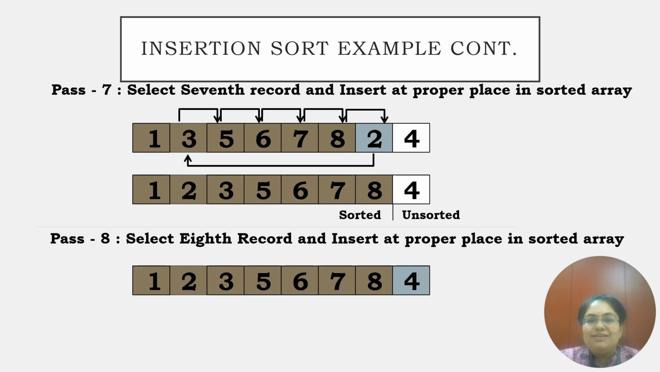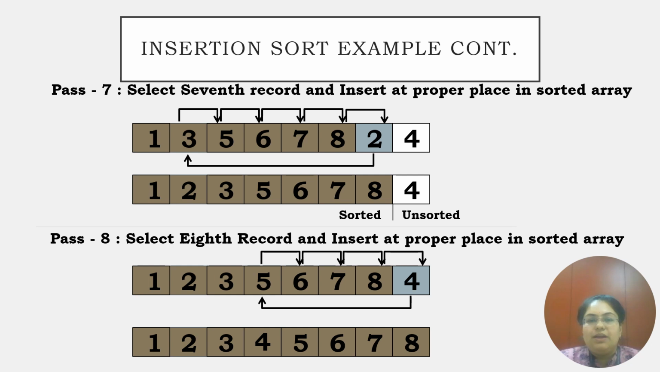As we place it in the proper position, we find that 8 will be at the very last position, 7 at the second last, 6 at the third last, and 5 at the fourth last, and this particular position will be replaced by 4. So at the end we have the sorted elements 1, 2, 3, 4, 5, 6, 7 and 8. This is how the insertion sort algorithm works, and this was the example of insertion sort.